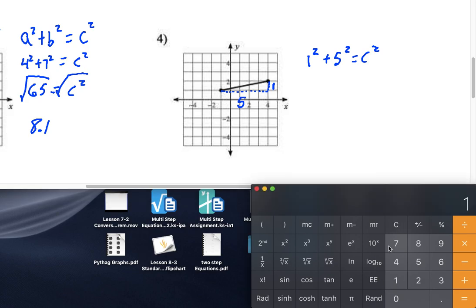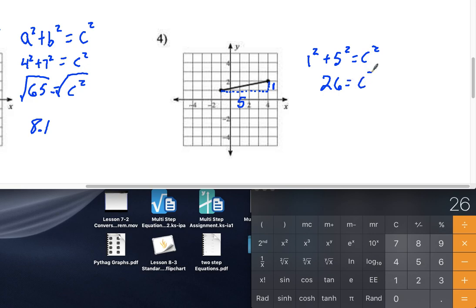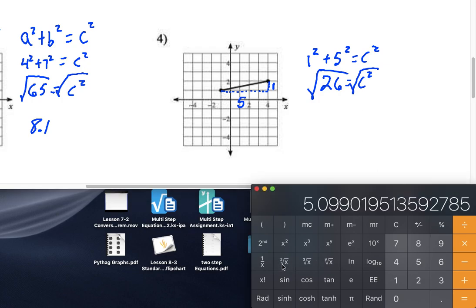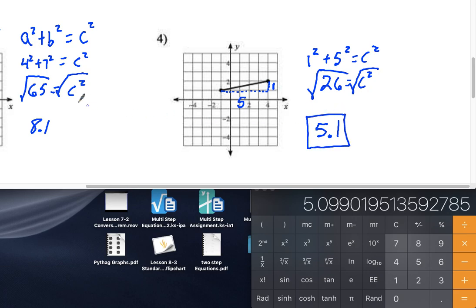1 squared is 1 plus 5 squared, 25, equals 26. So 26 equals c squared. Take the square root, and the square root of 26 is 5.1. So my answer here would be 5.1. We're going to box those so we can see them nice.